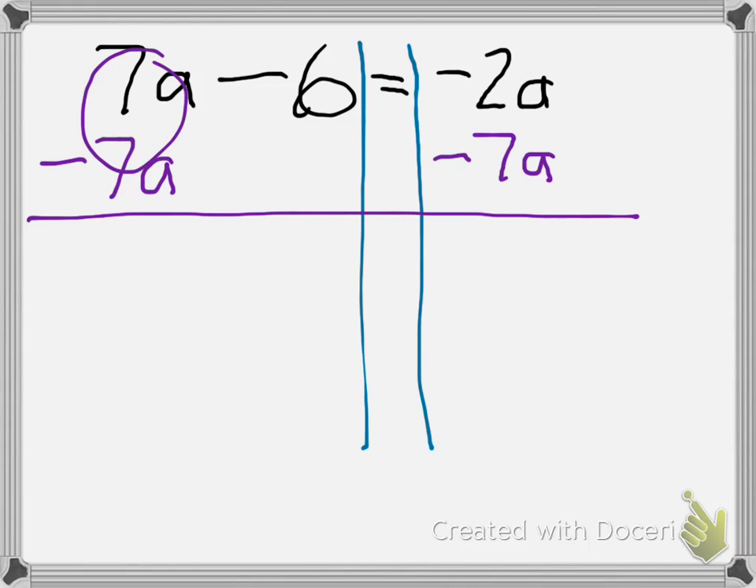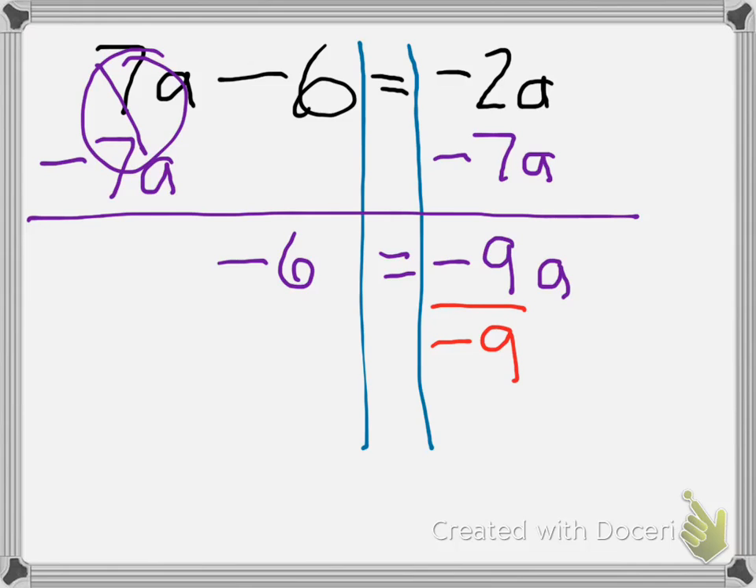And the 7a's cancel out on the left-hand side. That's going to leave us with negative 6 equal to negative 2 minus 7, which is going to give us negative 9a. All right? Because, again, with two negatives, when combining, you keep the sign and you add the numbers. And then since a needs to be by itself, we need to divide both sides by the coefficient in front of a, which is negative 9. So we're going to divide both sides by negative 9.